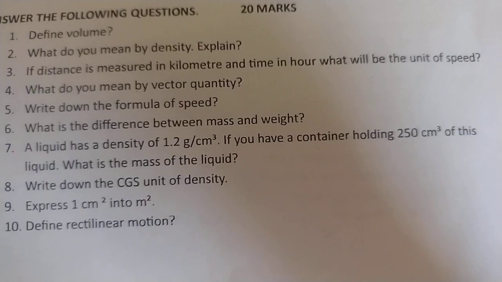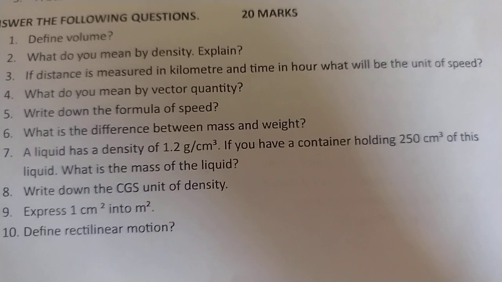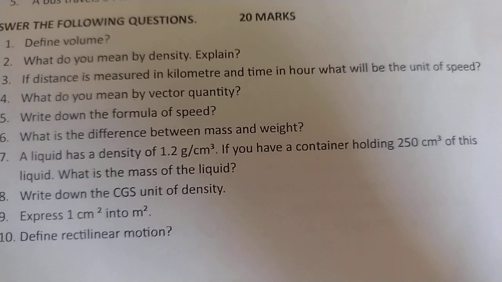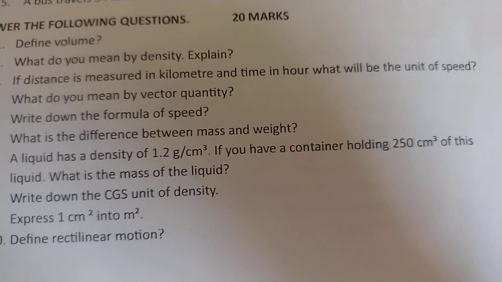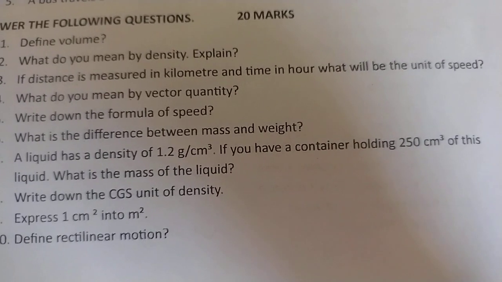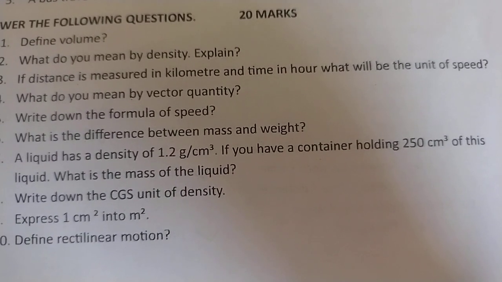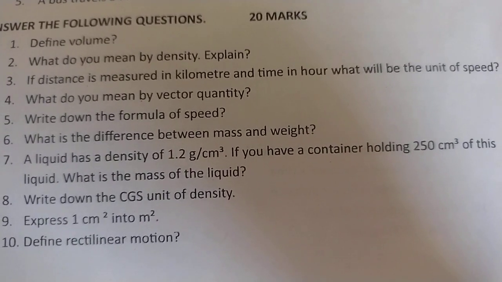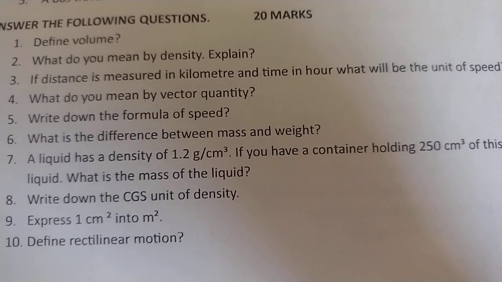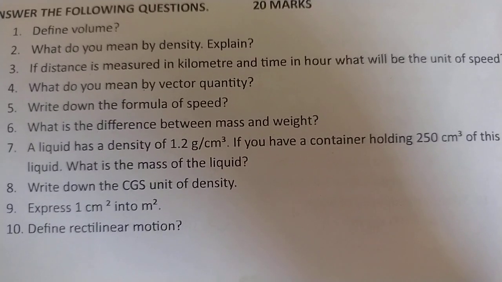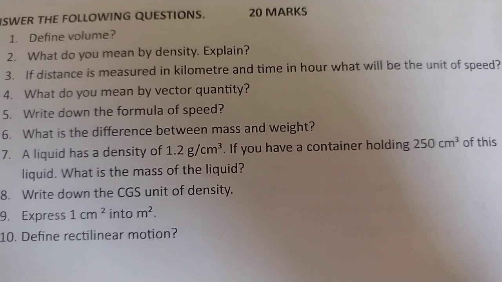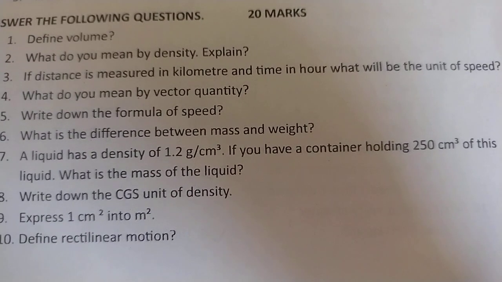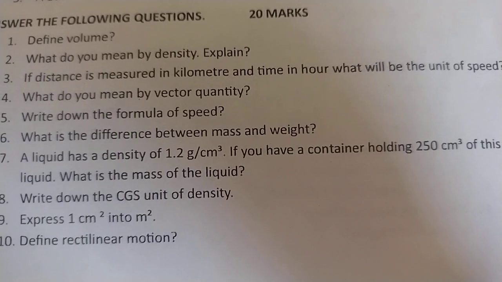What do you mean by vector quantity? Vector quantity is a type of quantity which is expressed by the magnitude and with the direction. If your quantity has magnitude as well as the direction, it will be called your vector quantity. Then question number 5, write down the formula of speed. The formula of the speed is distance upon time. This is also a very simple question.